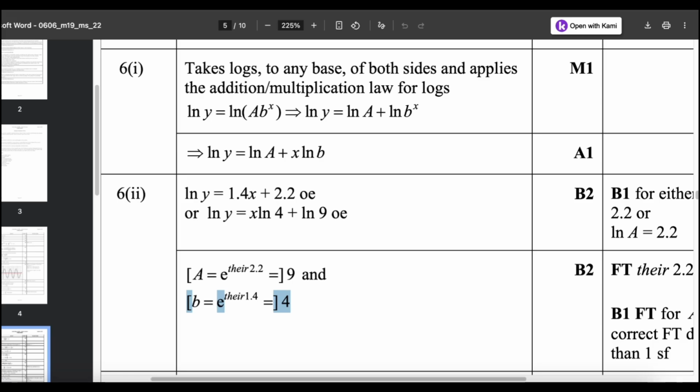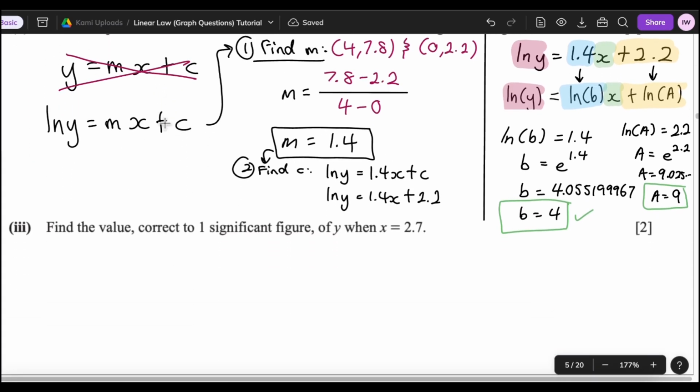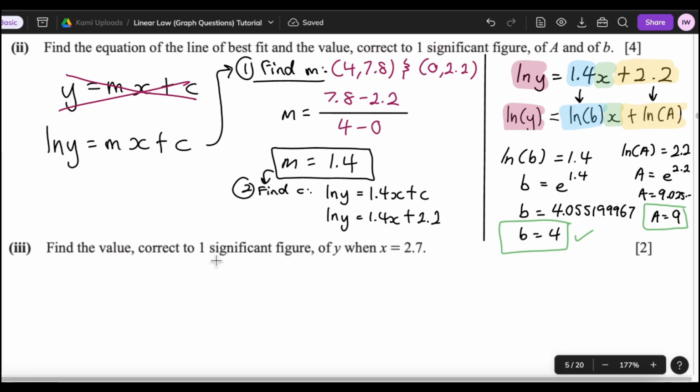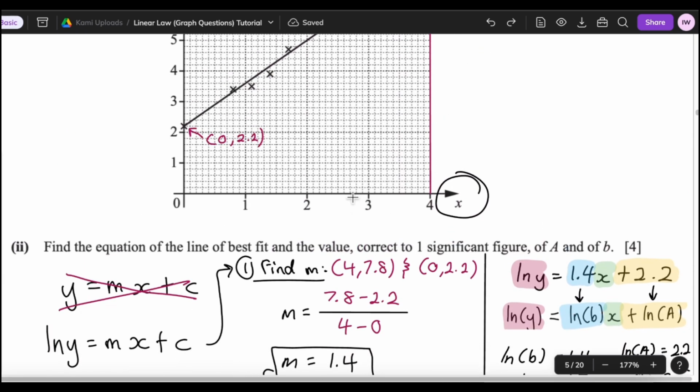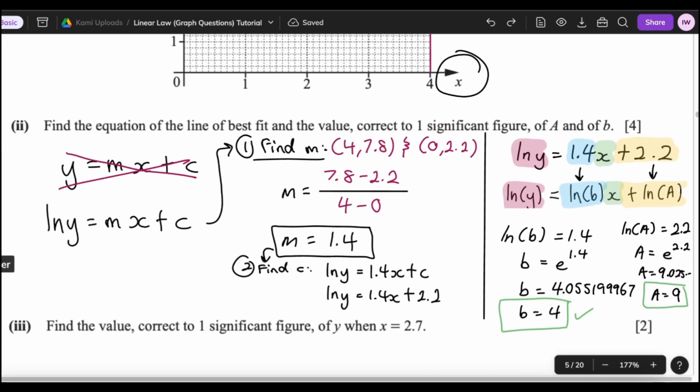Let's go ahead and answer part 3, to end off the question. Find the value correct to one significant figure of y when x is 2.7. Ideally here, you want to substitute x equals 2.7 into your equation. There's really many ways of doing this. If you want to, you can use the graph and then just read 2.7. I think actually we'll do that here because it's a really easy solution. So our graph already has x being plotted. So we might as well just try to read where 2.7 is, and that should give us a value for ln y.